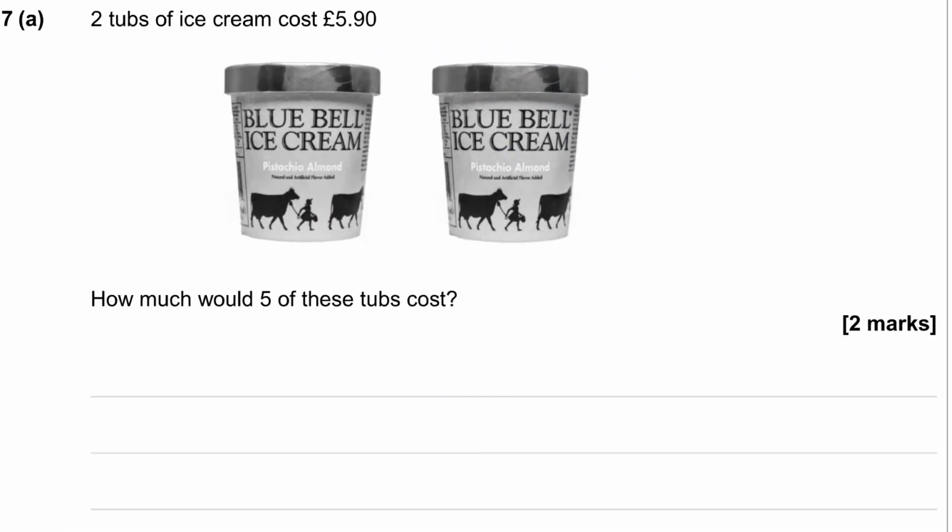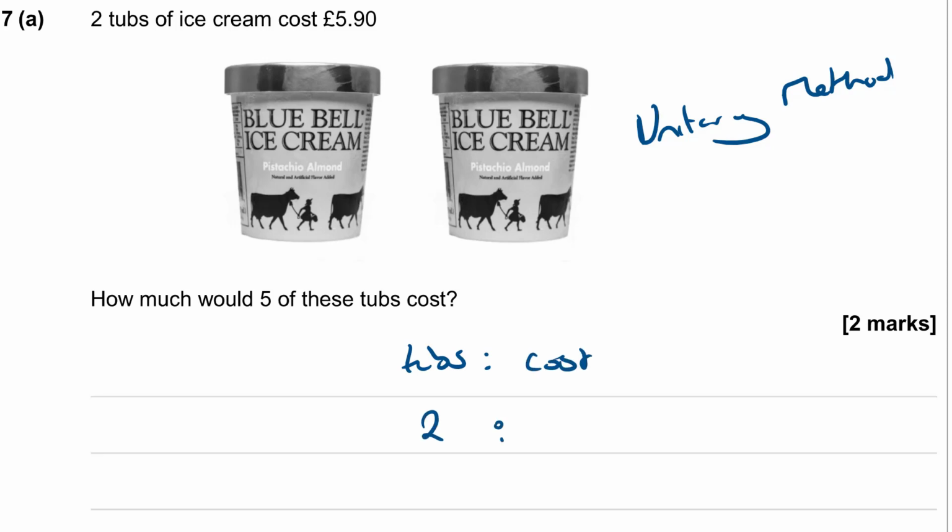So there must be 33 students in the class. Question 7a. 2 tubs of ice cream cost £5.90. How much would 5 of these tubs cost? Now I like to do these questions using a method called the Unitary method, which is a ratio approach. Let's start off by creating a ratio between the tubs of ice cream I've got and their cost. We're given that 2 tubs is the same thing as £5.90. So that's going to be my initial ratio.